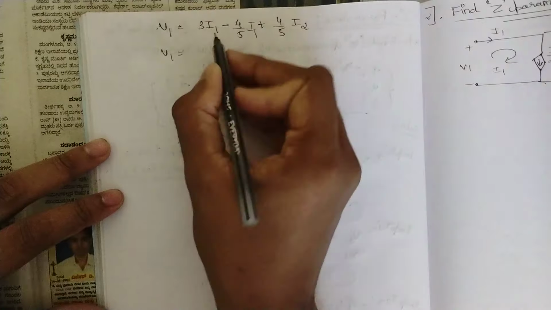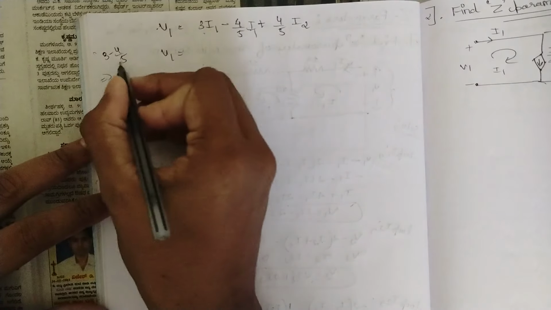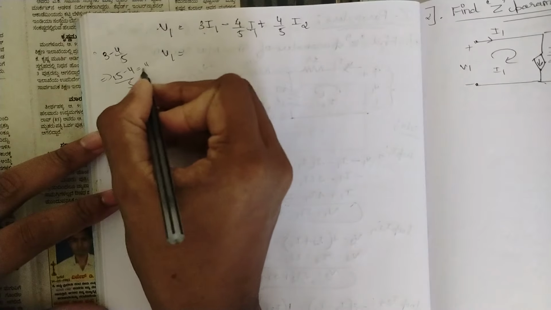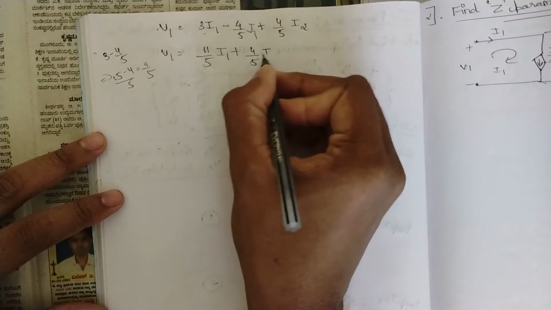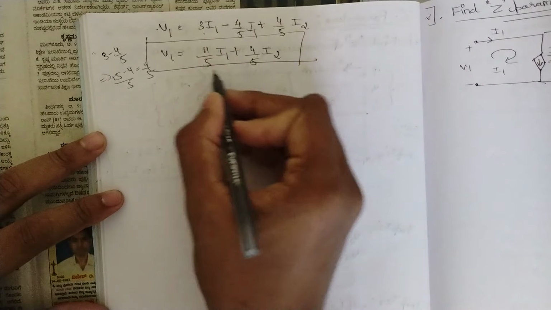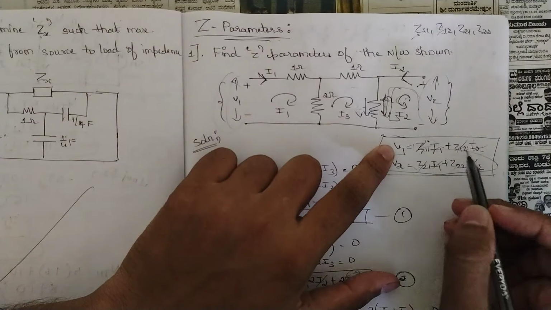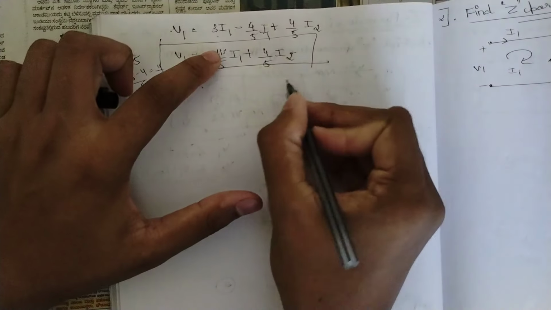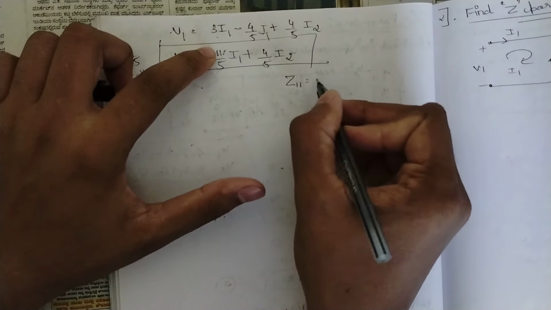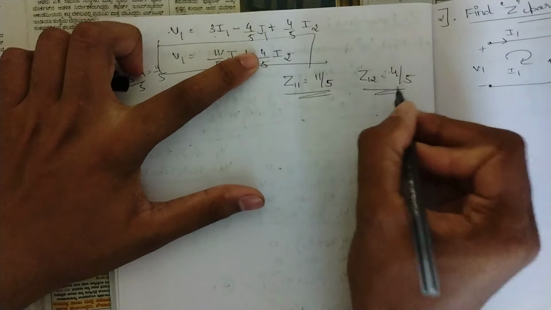Now V1 is equal to 3I1 minus 4 by 5 I1, which we solve separately: 3 minus 4 by 5, that is 3 fives are 15 minus 4 by 5, equal to 11 by 5. So that is 11 by 5 I1 plus 4 by 5 I2. This is one equation we have got in terms of I1 and I2. Now compare this with the general Z parameter equation, V1 equals Z11 I1 plus Z12 I2. Comparing the coefficients, in place of Z11 we have 11 by 5, and in place of Z12 we have 4 by 5. So like this we got the first two values, Z11 and Z12.